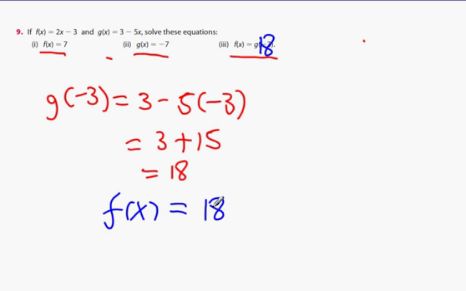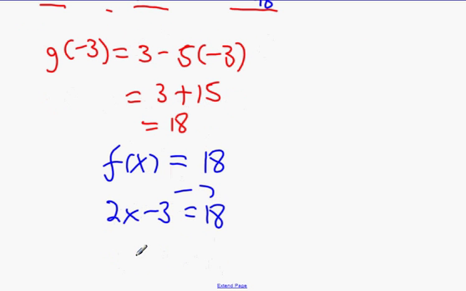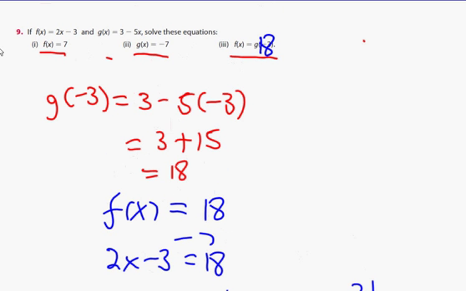What does that question mean in English? It means what is the input in the f function so that the output is 18. 2x minus 3 equals 18. Bring over the 3. 2x equals 21. x therefore is 21 over 2. Is that alright? Cool.